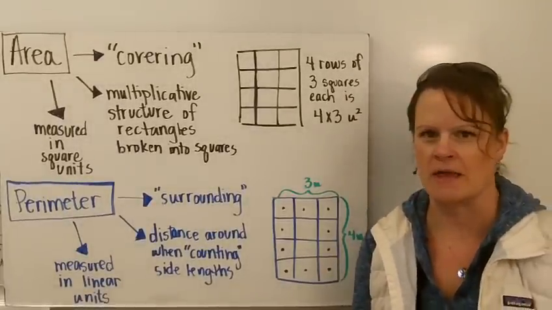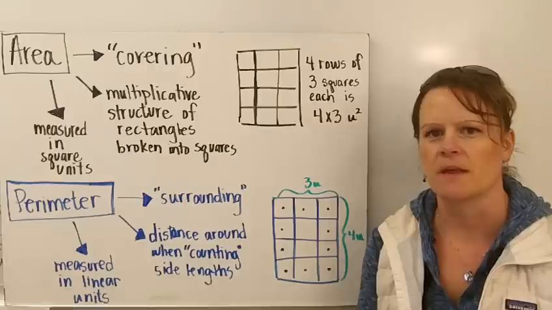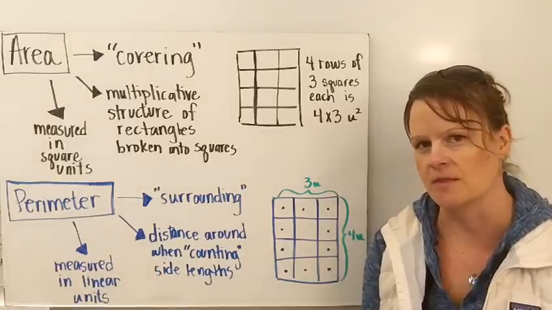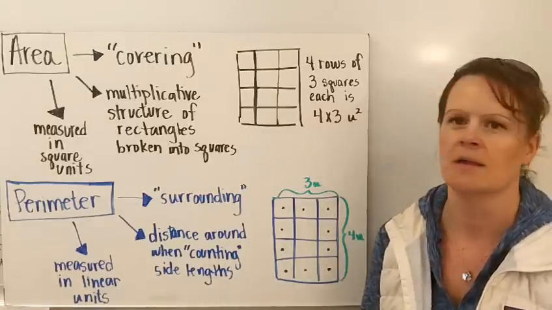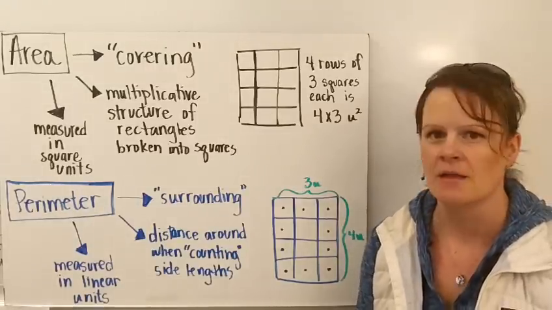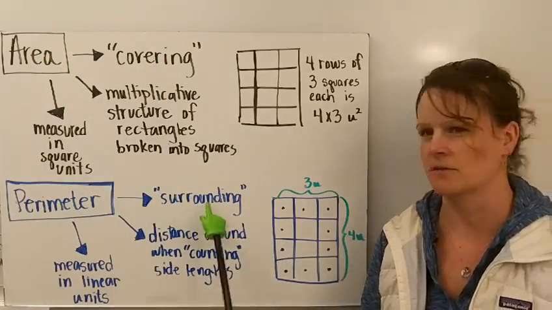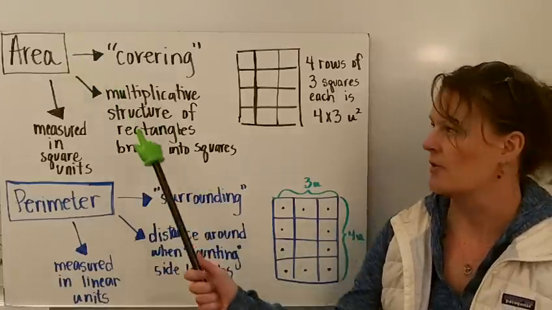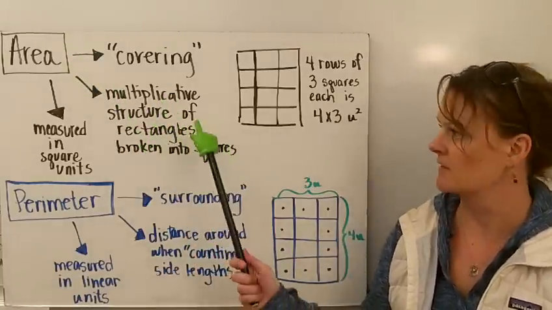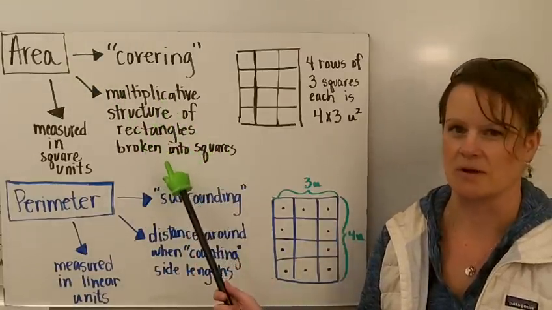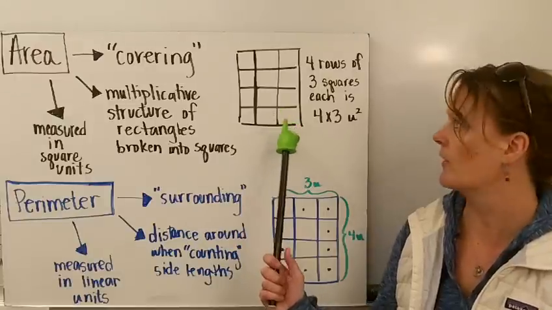Hi, we're going to talk about area and perimeter and some of the other topics that are associated with area, and this is of course under our theme of geometry. So first of all, when we talk about area, we need to think of area as covering versus perimeter as surrounding. Remember that area is multiplicative in nature because of the structure of the rectangles that can be broken into squares. And so here's an example.